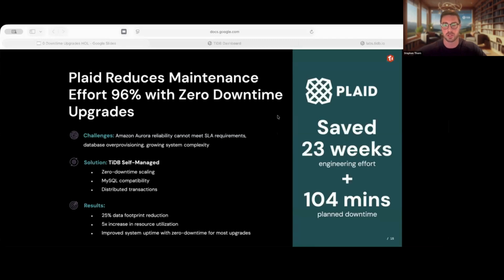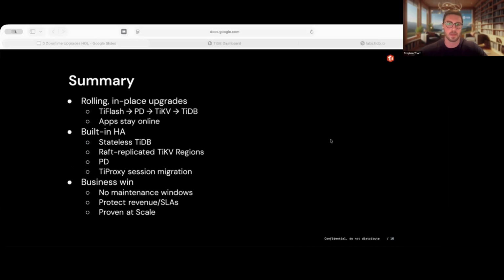Post-migration to TiDB, the benefits were really clear to Plaid. The maintenance became non-destructive. They didn't have to do any more 2 a.m. cutovers. Operations were simplified as they were managing a few scalable TiDB clusters versus 450 Aurora clusters. And developer velocity improved thanks to online DDL and zero-downtime upgrades. So in short, TiDB helped Plaid meet extreme scale and reliability needs while keeping the lights on, showing that zero-downtime upgrades aren't just aspirational, they're practical and pay off.